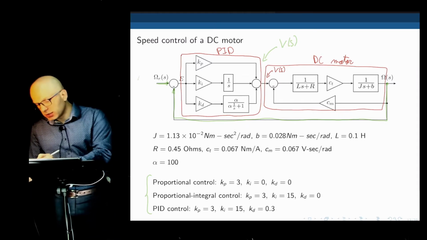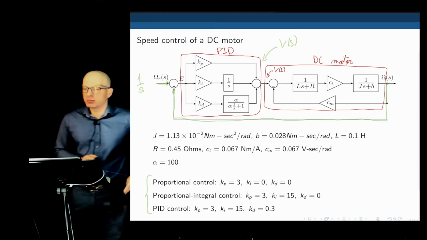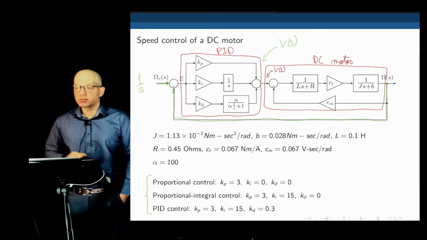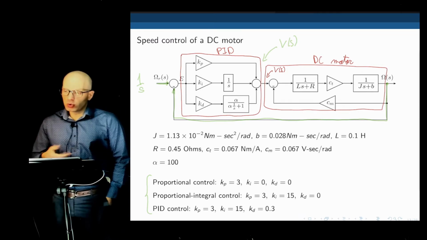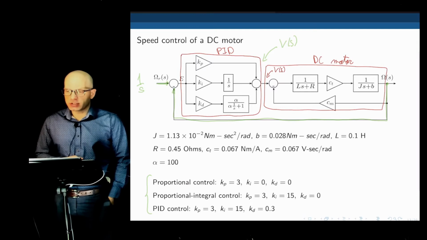I'm going to give the system a step input, which means that I want the output to go to 1 radian per second and hold that, keep spinning at 1 radian per second. And let's see what the controller does.